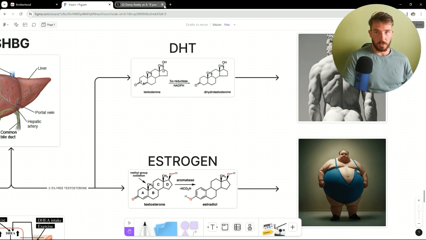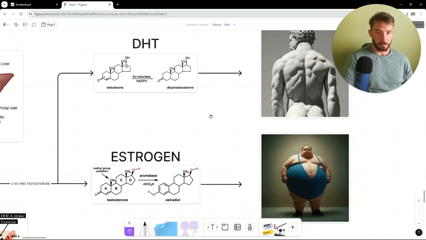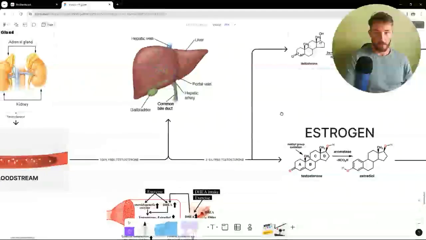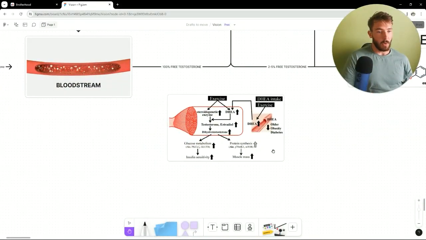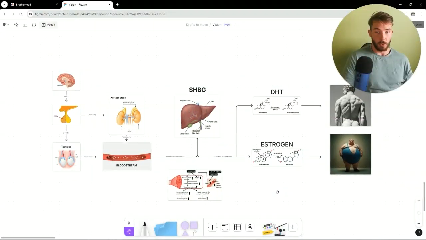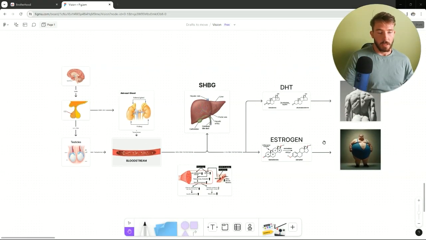So yeah, that being said, got that out of the way. Testosterone can be used differently by your body through DHT or estrogen. Also, testosterone can do its own thing as well. This is how exercise improves testosterone production as well. But yeah, that's how it works within that.